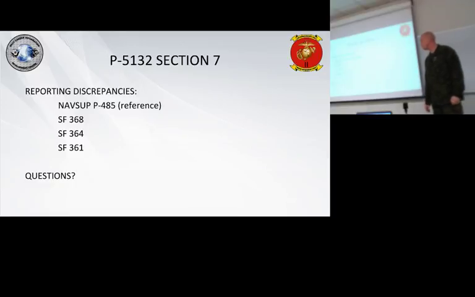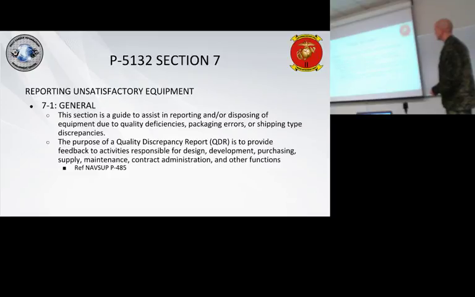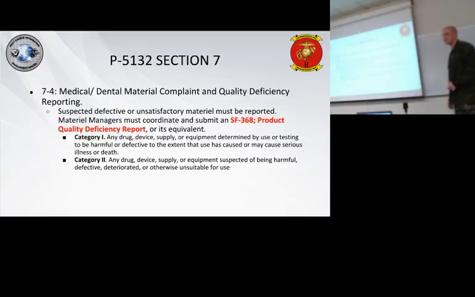So, quick recap. NAVSUP P485. It's the big reference for this whole thing. SF368, which one's that? SF364? That's that other one. Yeah. SF361. So it's minor differences, right? Transportation discrepancy report is 361. Item and package discrepancies is 364. Quality deficiency report is 368.